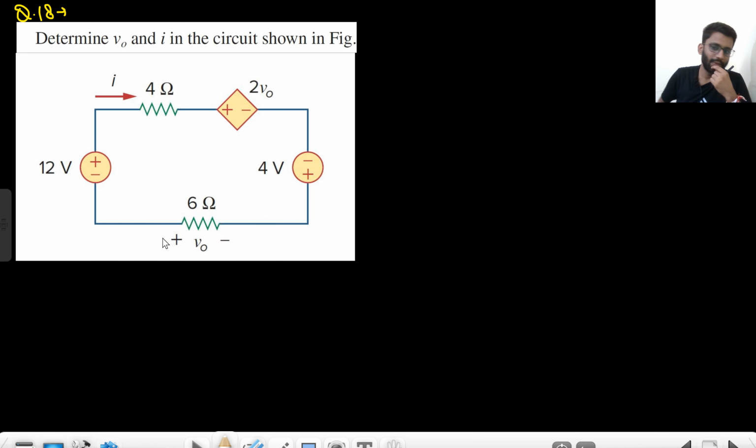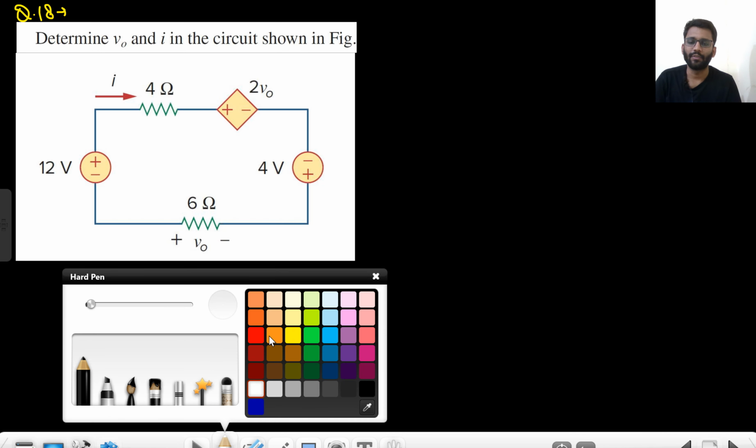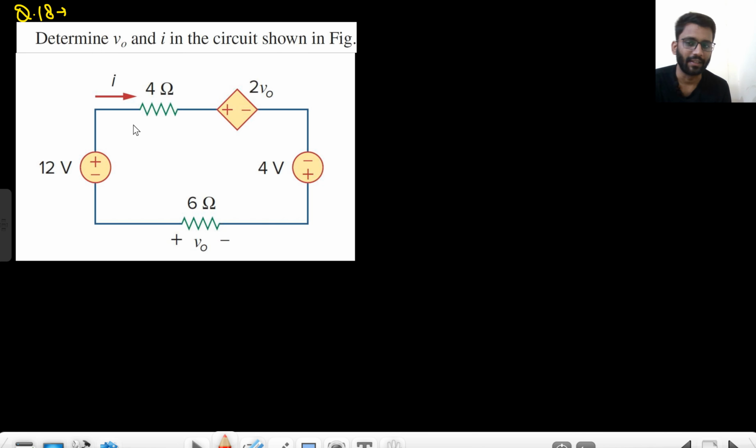Moving on to this question, you need to find the value of V0 and I. So these are some good questions. How will you find the value of V0 and I? First, we will apply the KVL. What will be the drop? The current is going from high to low, so this will be 4I, right? The drop will be 4I. And this current is flowing into the complete loop, so this drop will be 6I.